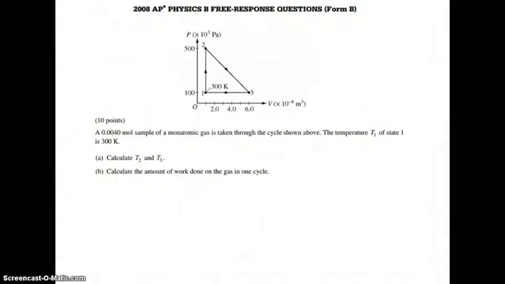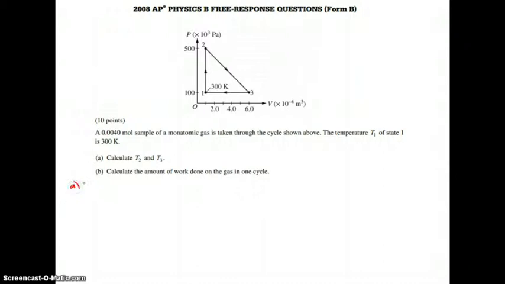This question is a thermodynamics free response question from the 2008 AP Physics B exam. And the graph you see in the question is a pressure versus volume graph. The question says a 0.0042 moles sample of a monatomic gas is taken through the cycle shown above. The temperature T1 of state 1 is 300 kelvins. A. Calculate T3 and T2.